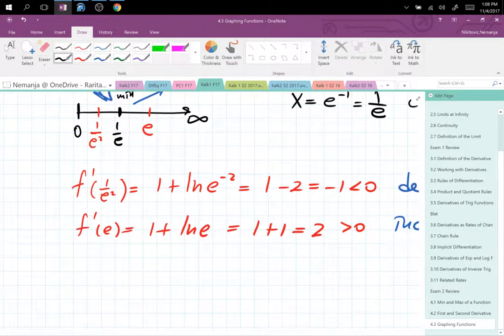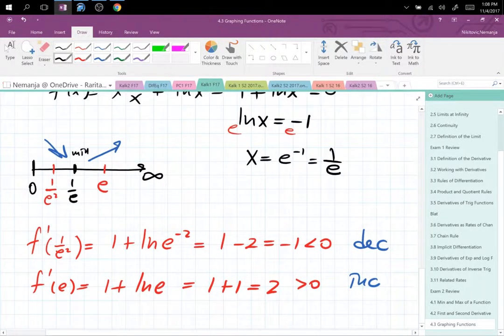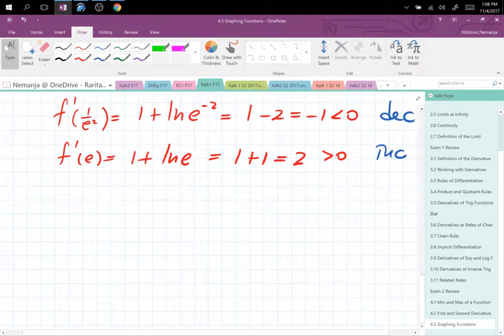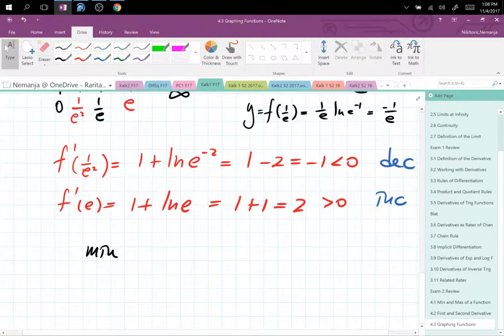The next part is to also find that our x value as a critical point over here is 1 over e, so the y value is f of 1 over e, which is 1 over e times ln e to the minus 1, which is negative 1 over e. So we know that it's a minimum, right? Yep, the minimum is at 1 over e, negative 1 over e.